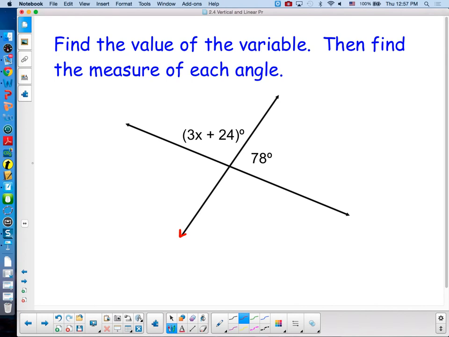Over here. So if you're going to subtract 24 there, you have to subtract 24 over here.